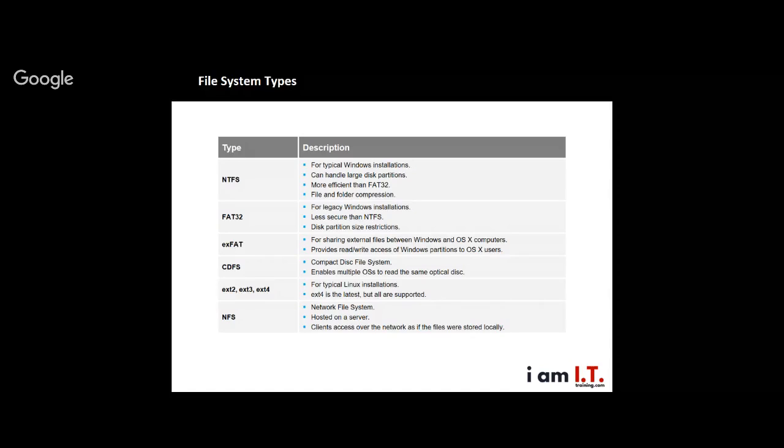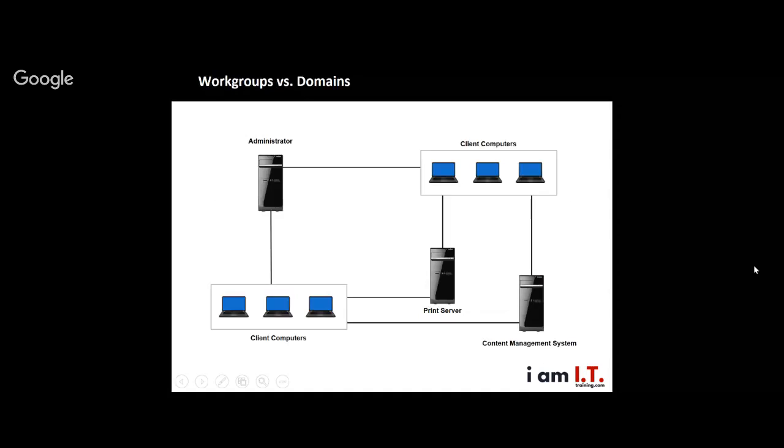The one at the bottom there, NFS, is literally for network file systems. So this is hosted on servers, and this allows clients to access directories and files over the network as if they were stored locally. So what I want you to take away from this is that there are different types of file systems for different types of environments. You need to make sure you pick the one that is right for you. Don't forget, if you're ever going to change the file system, you're going to have to completely format the drive.